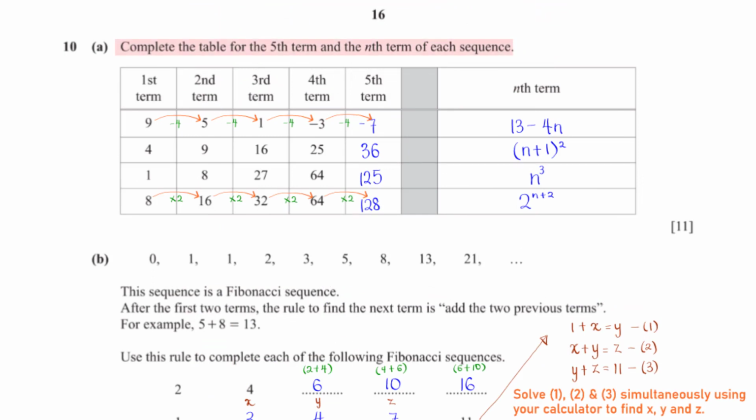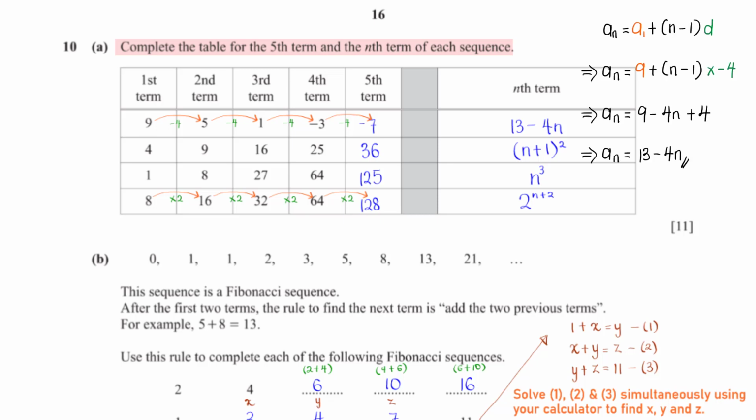Complete the table for the 5th term and the nth term of each sequence. For the first row, the numbers have a common difference of -4 between them. And so to get the 5th term, we have -3 minus 4 giving us -7. To find the nth term of a sequence with a common difference, we apply this formula. A1 is the first term of the sequence, which is 9, and D, which is the common difference, is -4. When we simplify this further, we have 13 minus 4n.